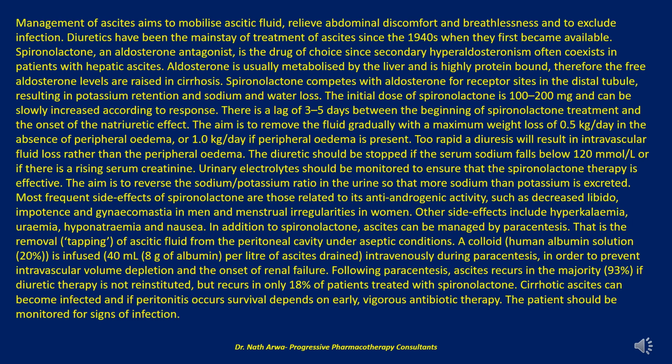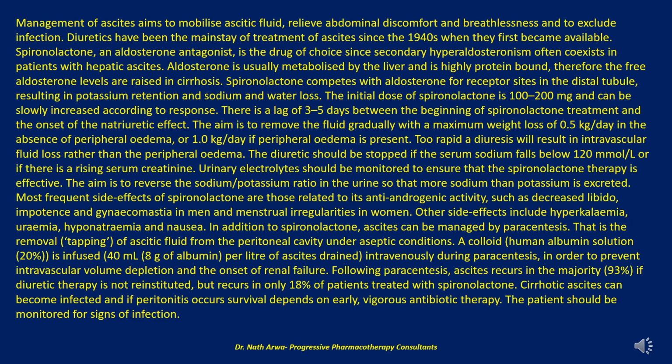In addition to spironolactone, ascites can be managed by paracentesis. That is the removal, tapping, of ascitic fluid from the peritoneal cavity under aseptic conditions. A colloid, human albumin solution, 20%, is infused, 40 ml, that is 8 grams of albumin, per liter of ascites drained, intravenously during paracentesis, in order to prevent intravascular volume depletion and the onset of renal failure.